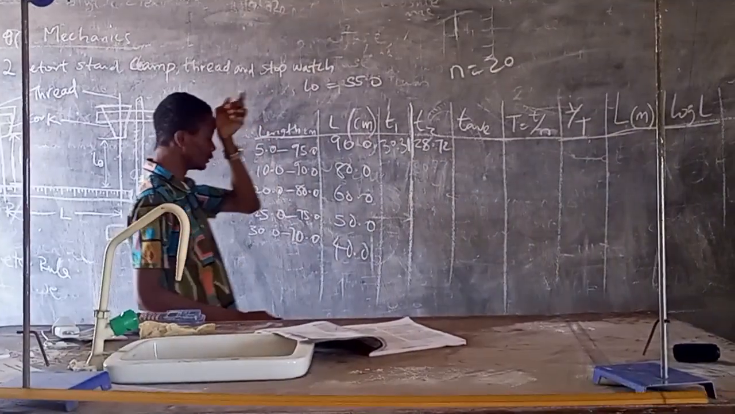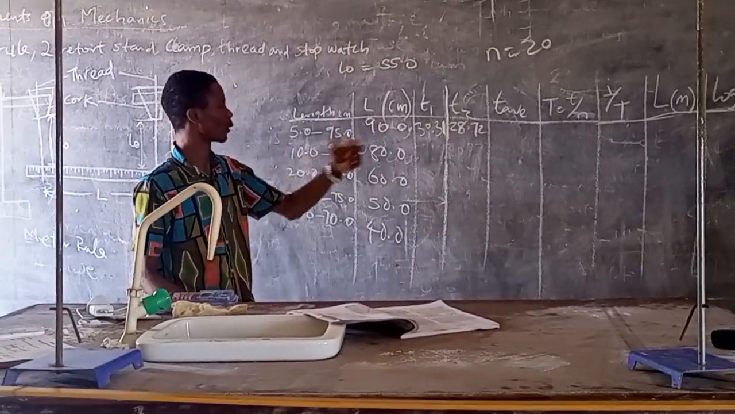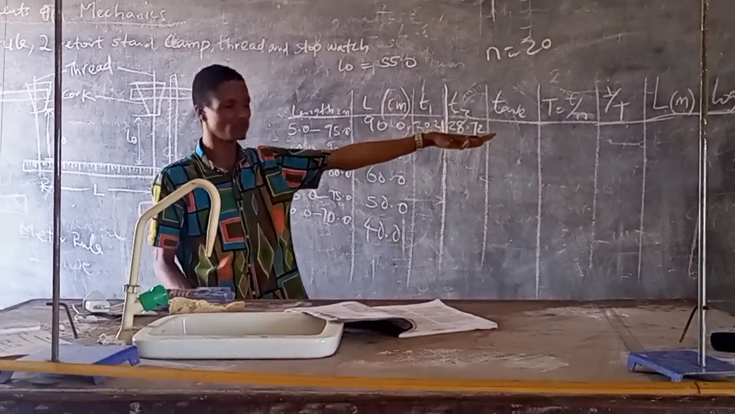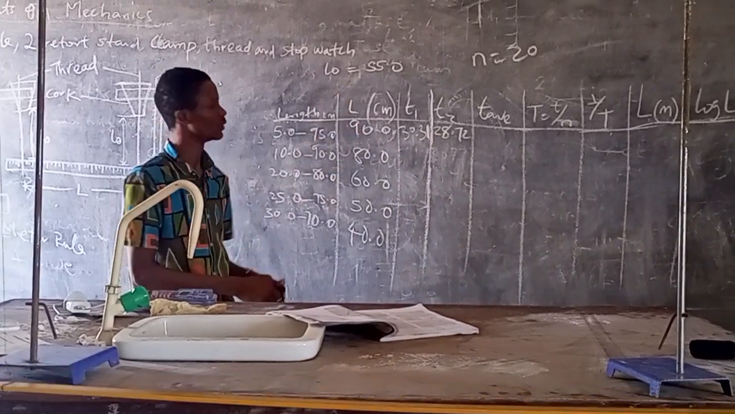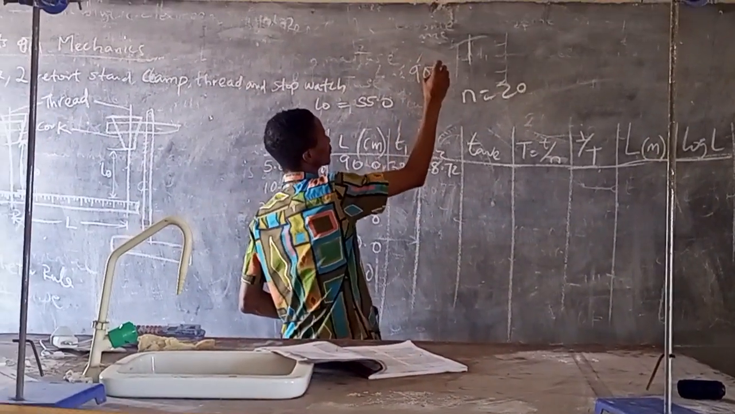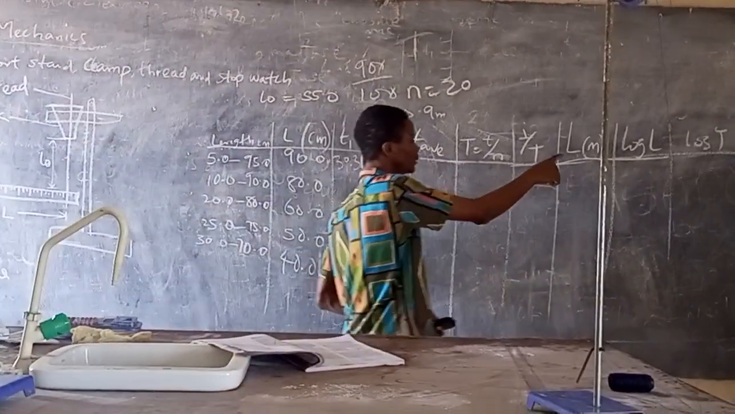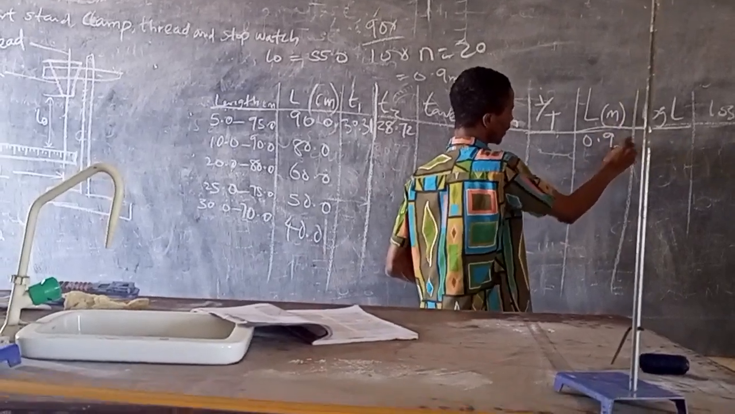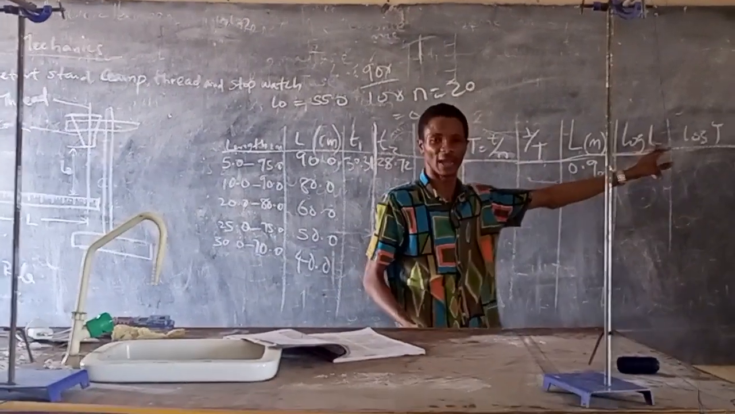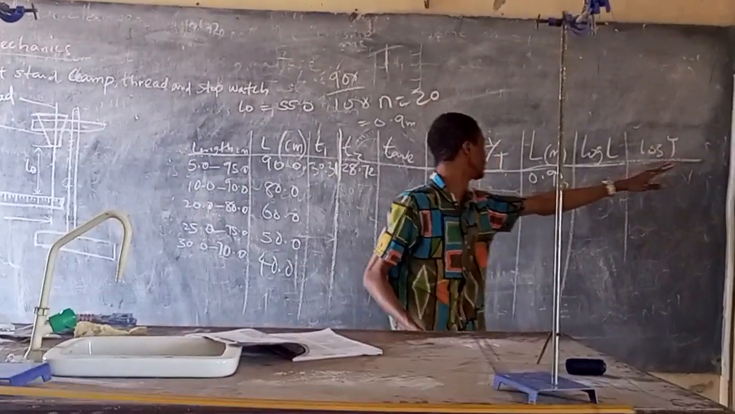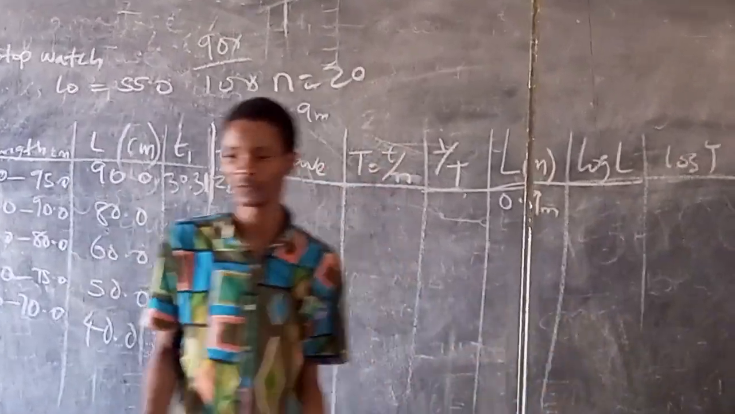And mind you, the length is in centimeter; you must convert it to meter. Convert the distance from centimeter to meter. This will be 90 divided by 100, which is 0.9 meter. So our new length will be 0.9 meter. In past WAEC questions, they said you should find the log of L and the log of T. So you find the log of T, then you find the log of L.